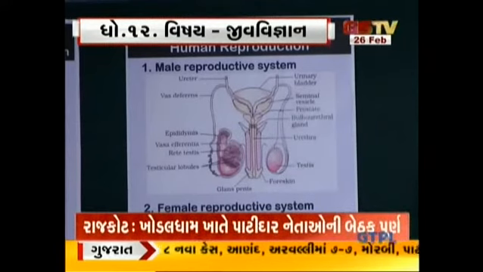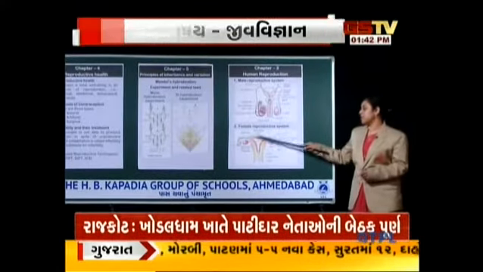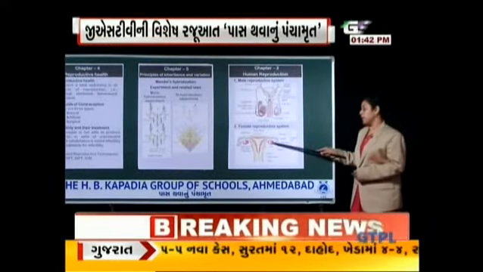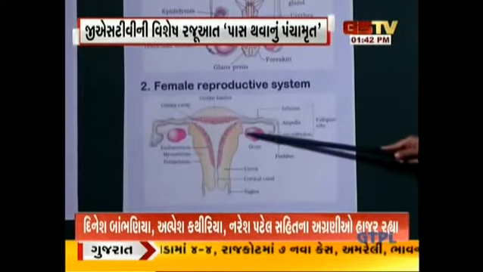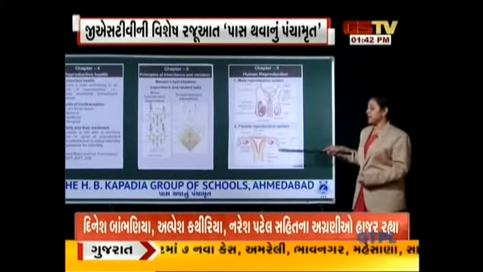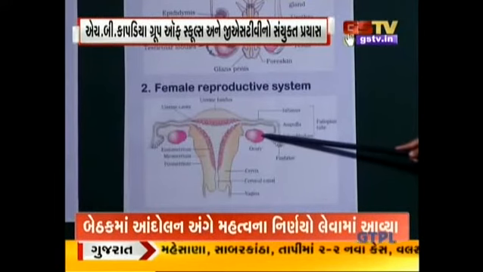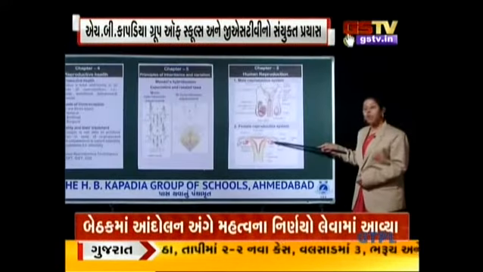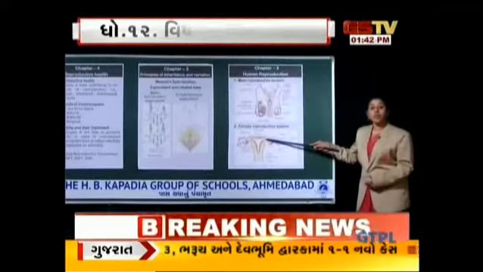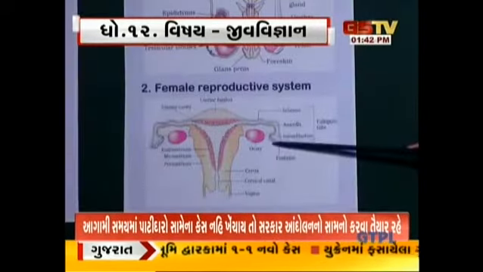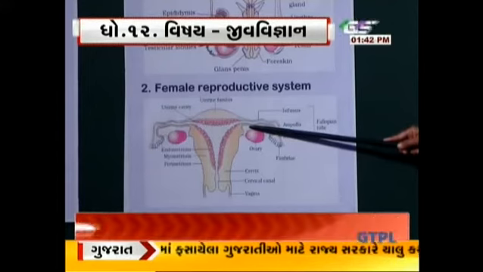Now we will learn about the structure of the female reproductive system. The female reproductive system consists of a pair of ovaries which are oval in shape. And where are these ovaries present? Ovaries are present in the lower abdominal cavity. Now this ovary is responsible for the production of ovum. After ovum production, it then moves to the fallopian tube or oviduct. You can find this finger-like, hand-like structure, that is called the fallopian tube or oviduct.